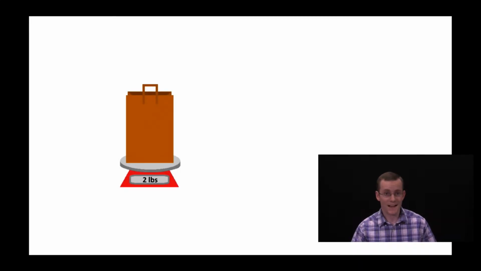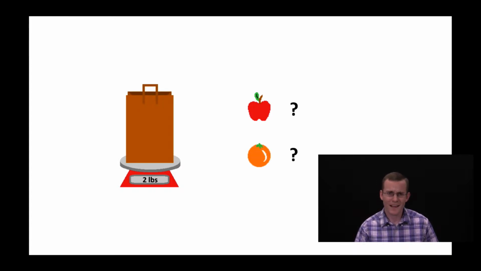Here's a paper bag that has apples and oranges in it. You can see that it weighs 2 pounds. Now, given this information, can you tell me how many apples there are in the bag? What about how many oranges are in the bag? Clearly, I don't expect you to be able to give me the correct answer. There's no way to tell how many apples and oranges there are just given the weight. We would have to look inside the bag.